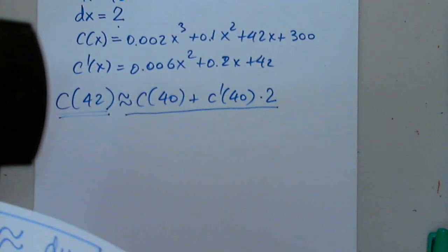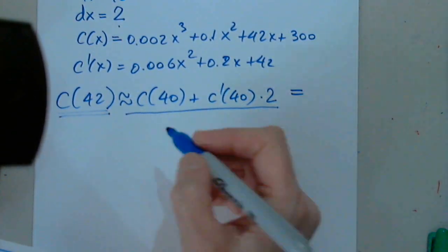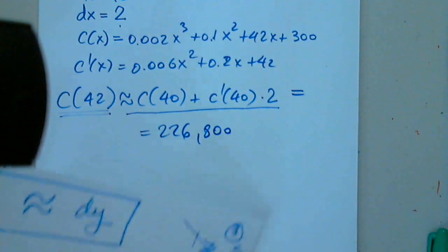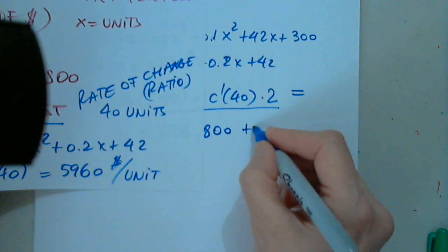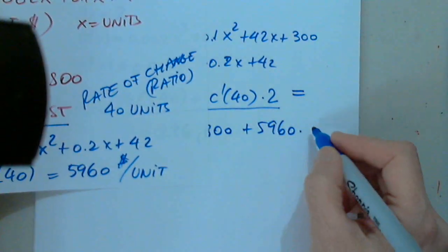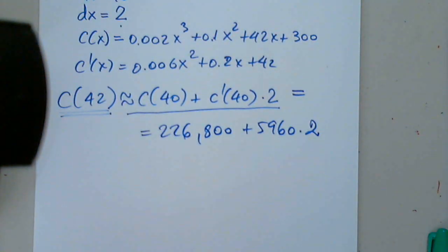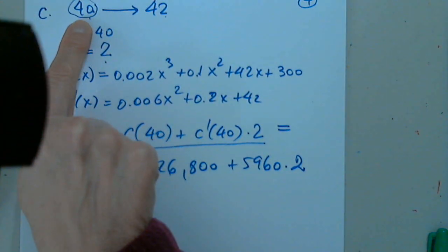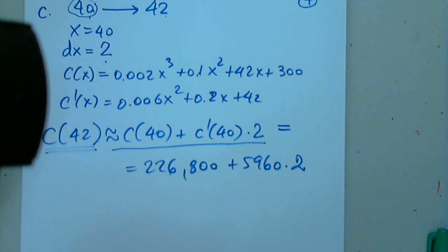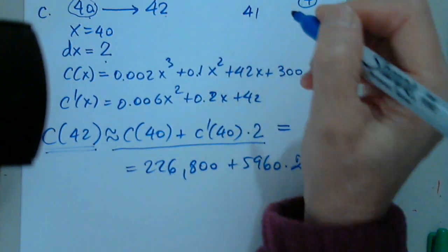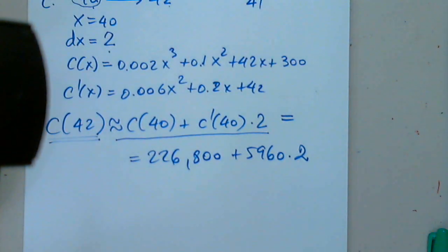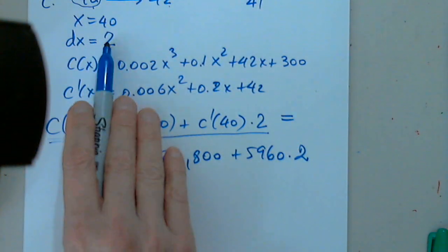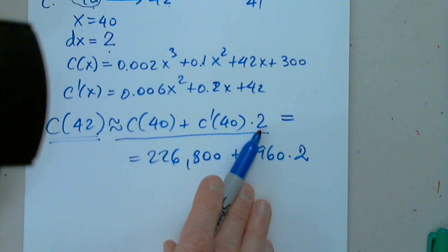So I copy. Now I can write the equal symbol. I have C of 40, 226,800. I have C prime of 40, 5960. And I have times 2. And that is the approximate cost if we decide one day not to produce 40 units per day, but 42. What if I want to produce 41? What changes here? We're just changing the 2 at the end to 1. Exactly. So this changes into 41, and this changes into 1.